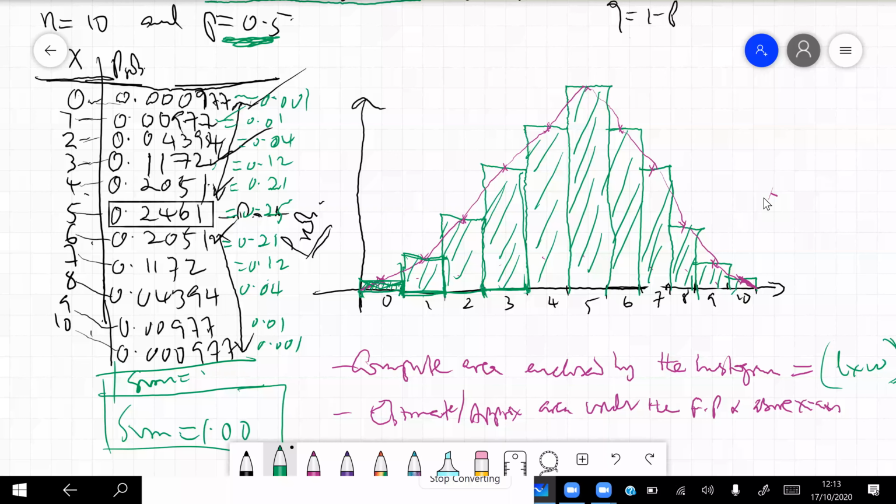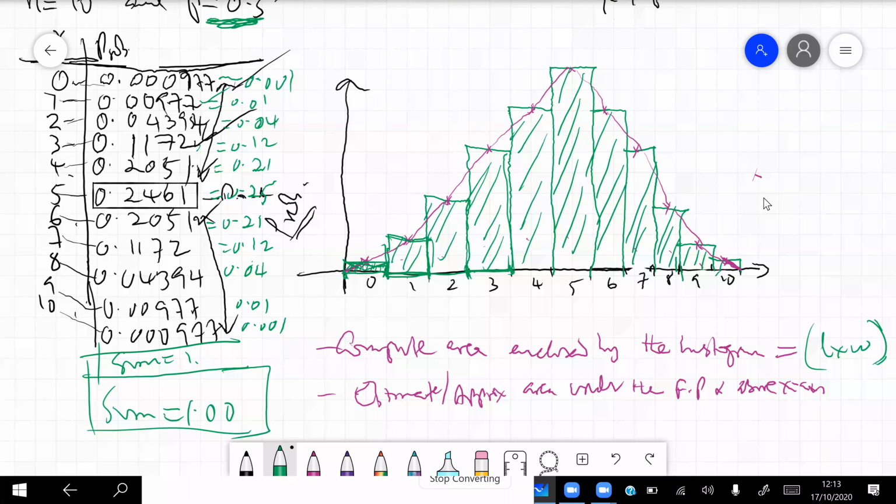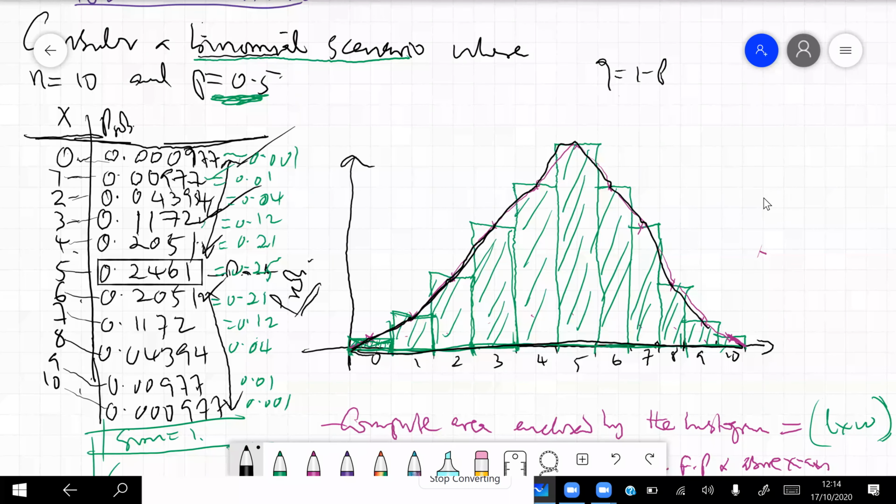Okay. Now, I want you to tell me what you think about the area that is below the frequency polygon and above the x-axis, the area covered by that. Clearly, we expect that area to be almost equal to the area covered by the rectangles. Maybe it will be smaller. Chances are high that it will be smaller, but we expect it to be almost equal to the area covered by the rectangles.